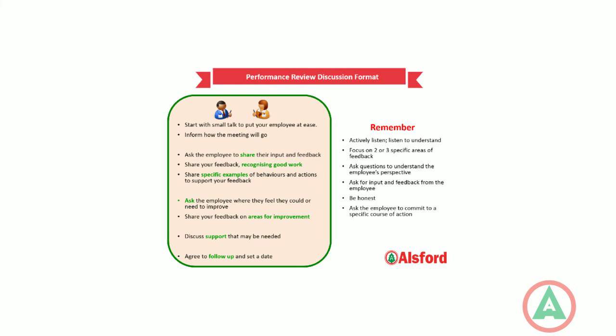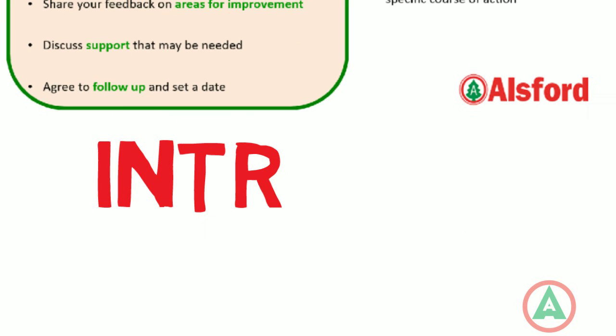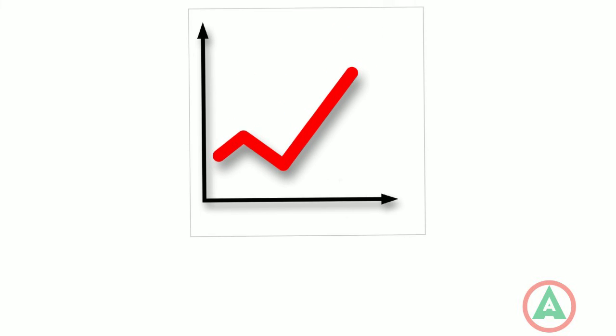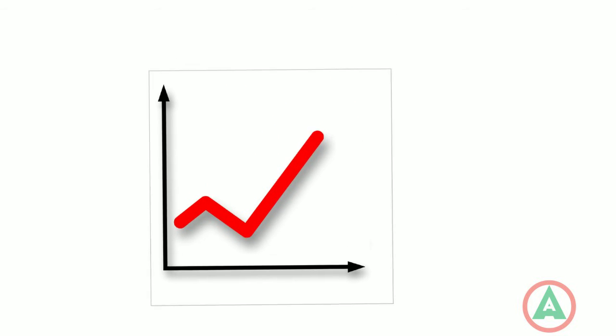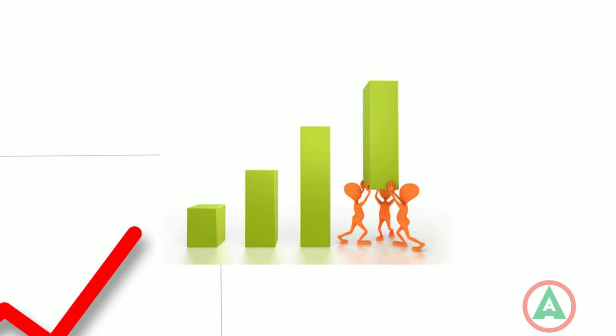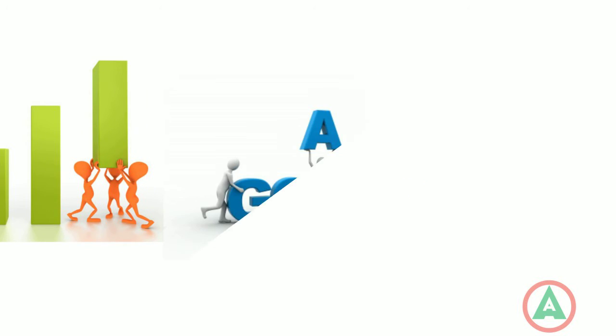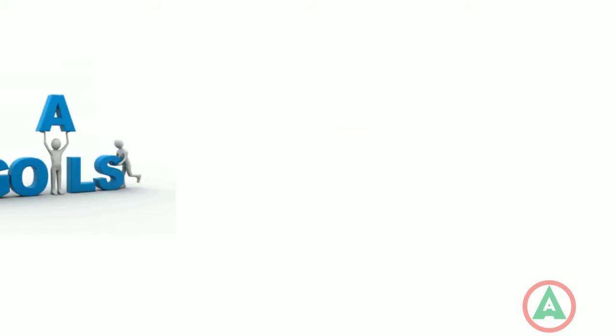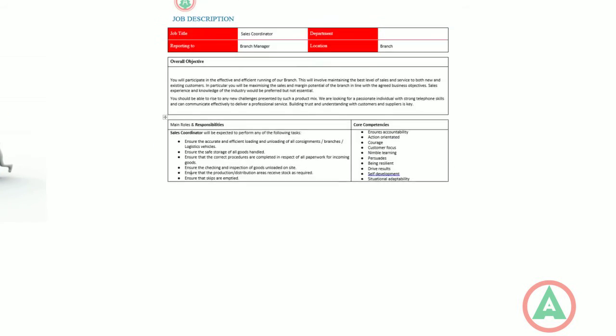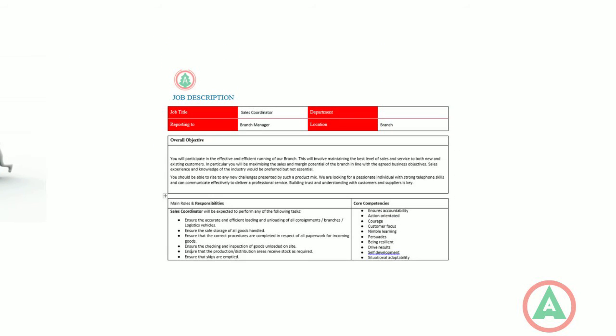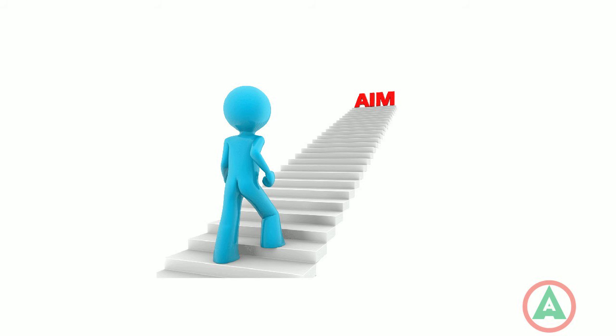Once you have completed these comments, you can prepare for the meeting using the performance review discussion format, which can be found on the Alsford intranet. The mid-year review is a good opportunity to recognise the progress your employees are making, address any areas of performance that need improving, and to discuss any support that you feel they may need to achieve their goals. At this stage, it is also good practice to review the job description to ensure that it is up to date and still reflects the key responsibilities of the role.